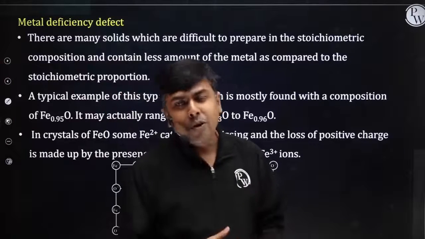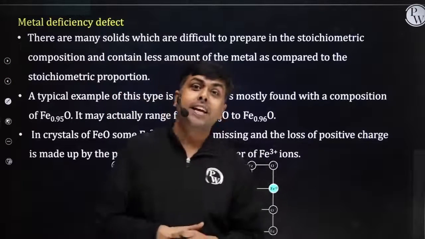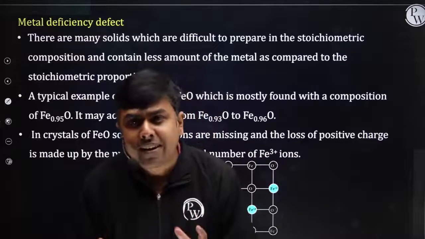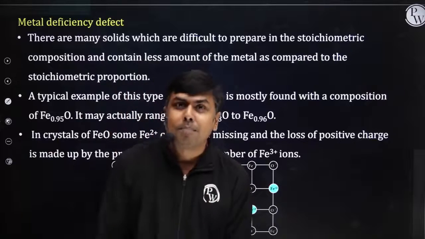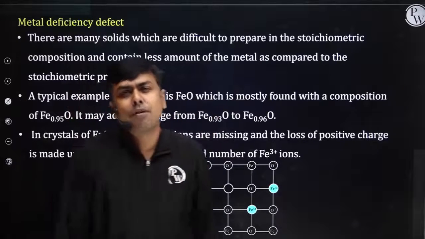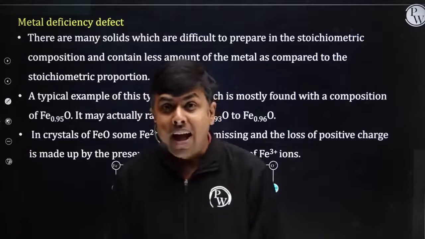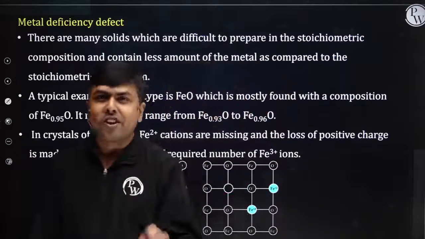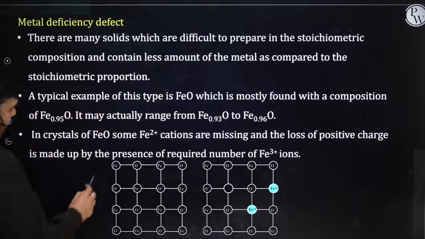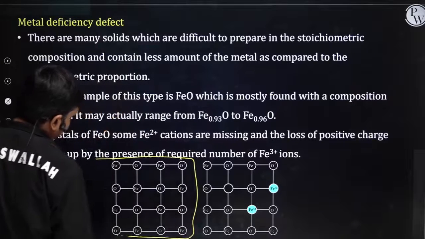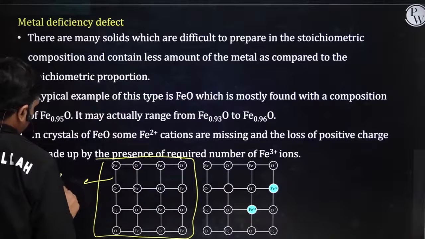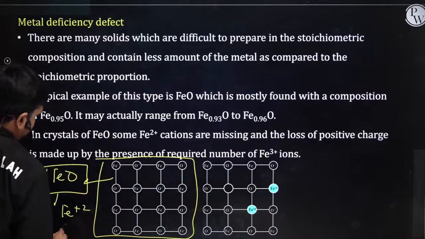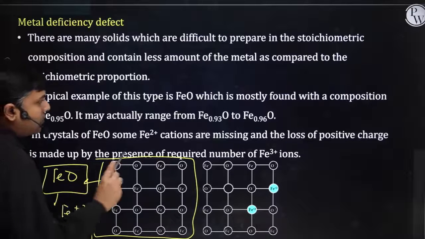The next type of non-stoichiometric defect that we have to study is metal deficiency defect. Here, metal cations are lesser in number as compared to anions. Basically, such type of defects are shown by the ionic solids where the cation has variable valency. Let's try to understand it. Students, I am having a perfect crystalline lattice of FeO. Here the cation is in +2 oxidation state, and the anion O²⁻.